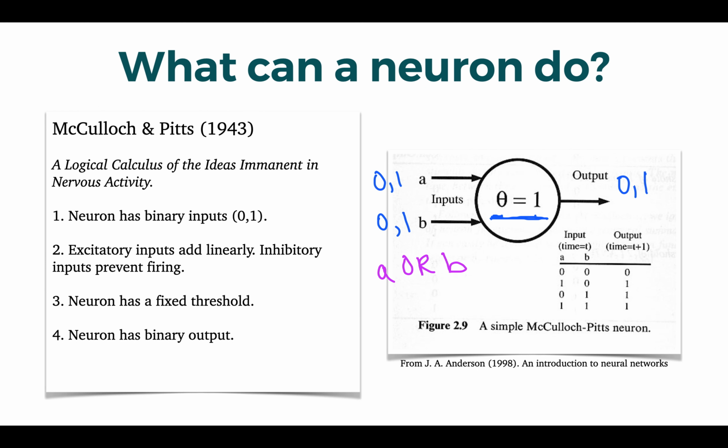Okay, now, what happens if we change theta? Actually, let's do this so we don't get confused, right? A or B situation. Now, let's say that theta is 1.5. What happens now? Now we haven't met the threshold yet. We need A and B in order to meet our 1.5 threshold in order to get our 1, right? So now we've made it an and function.